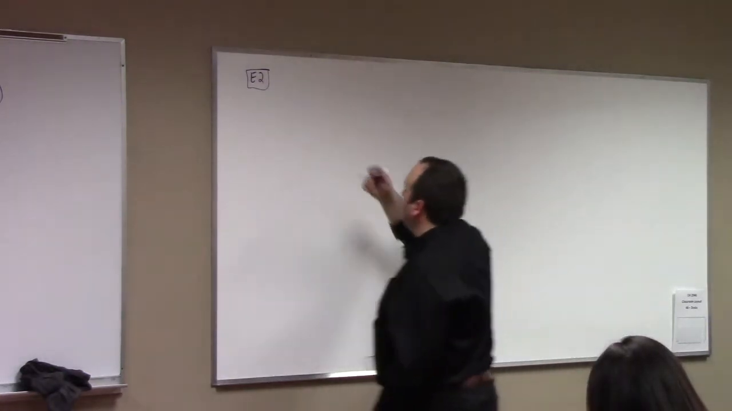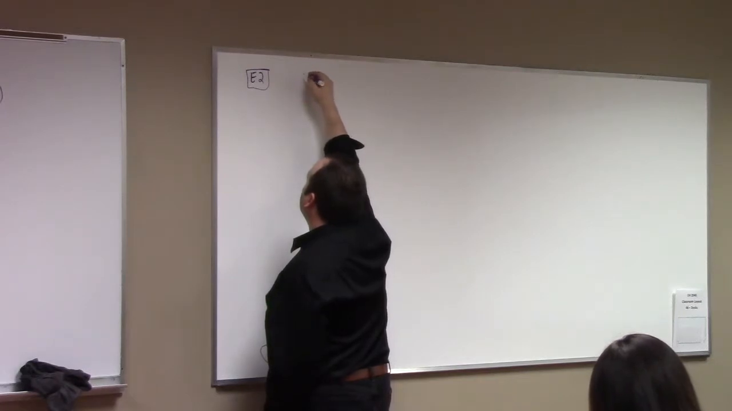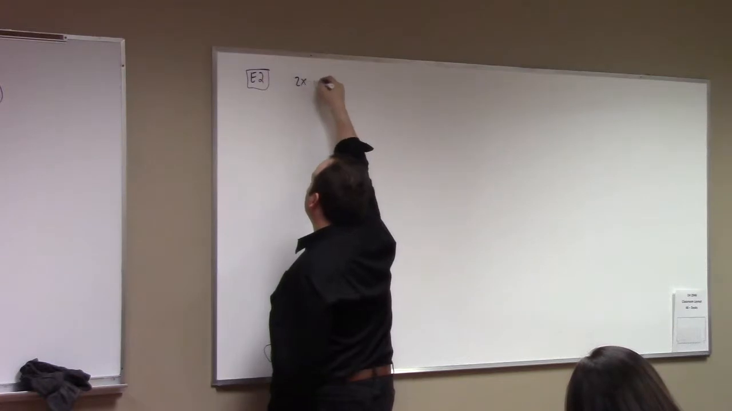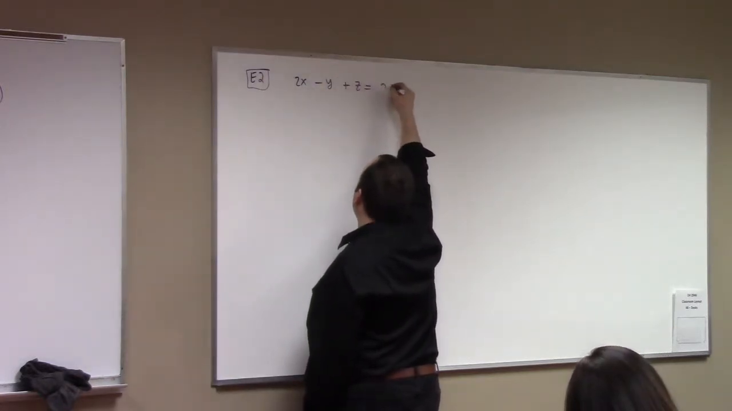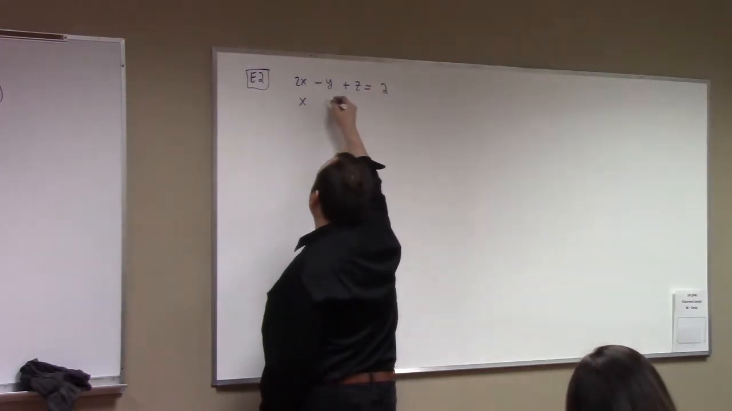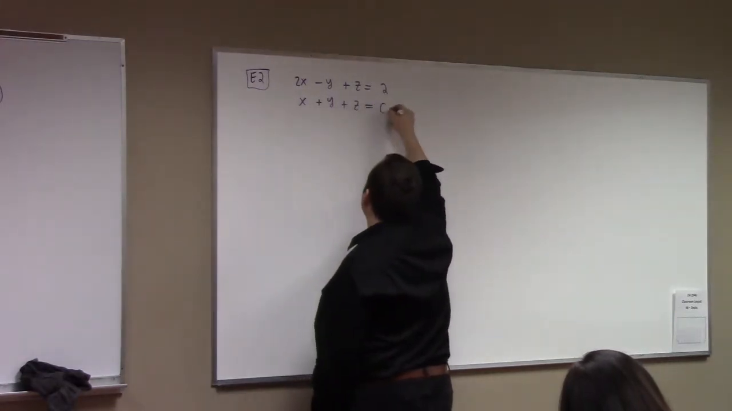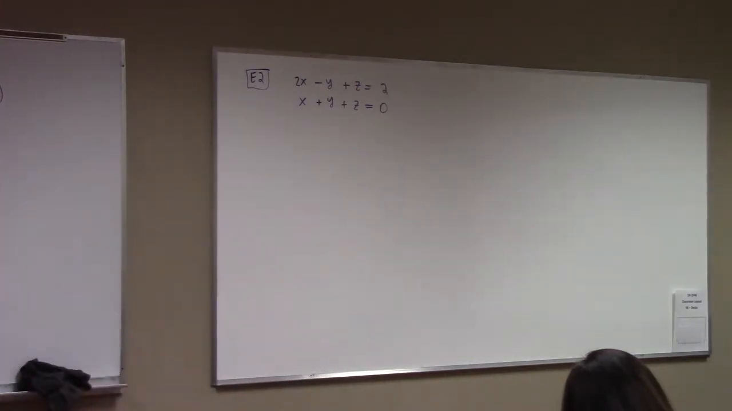Let's see here. How about if we have 2x minus y plus z equals 2, and x plus y plus z equals 0. Suppose we want to solve this, again, over the reals. Keep it real for a minute here. I could say the rationals, it wouldn't change anything.